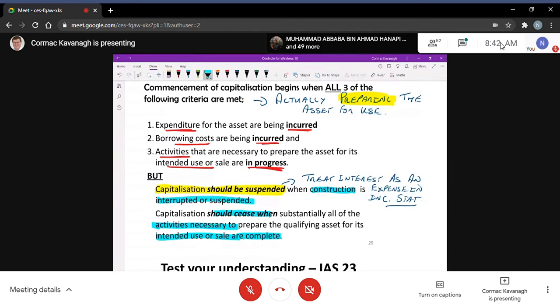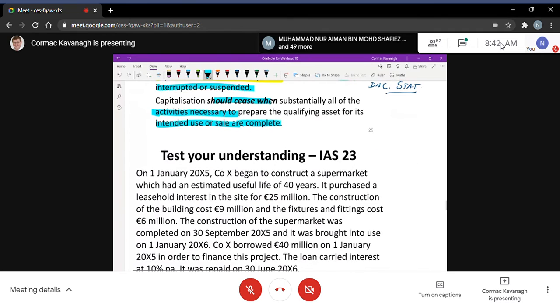So the library is finished today, but we don't actually open it until a year and a half later, when we're going to actually use it. The key date is today. It is ready for use. The fact that the board of directors decide to leave it sitting there without using it is a different decision, but they're not going to be able to capitalize interest in those circumstances.